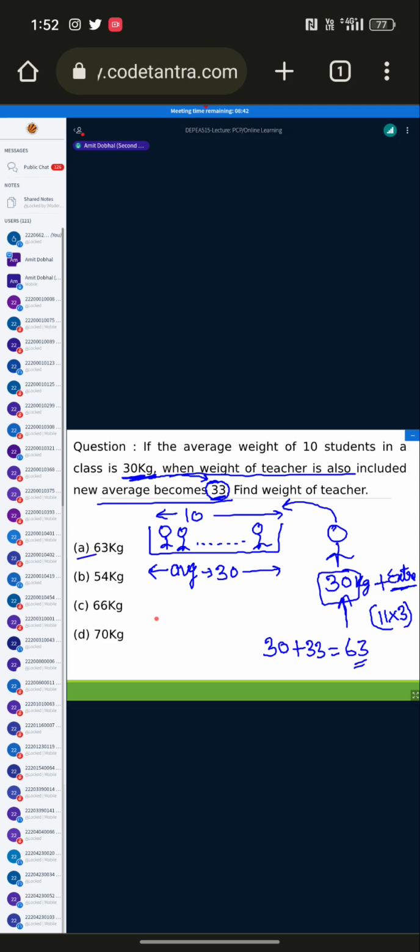Vikrant, I will share it, don't worry. I will share it in the LPU live chat. Is that okay? So first we have to assume the weight of the including person is equal to the average weight.